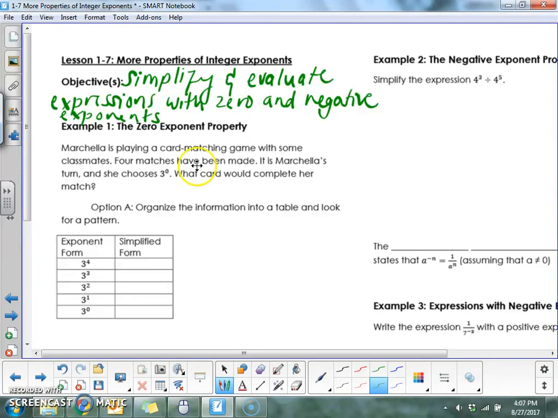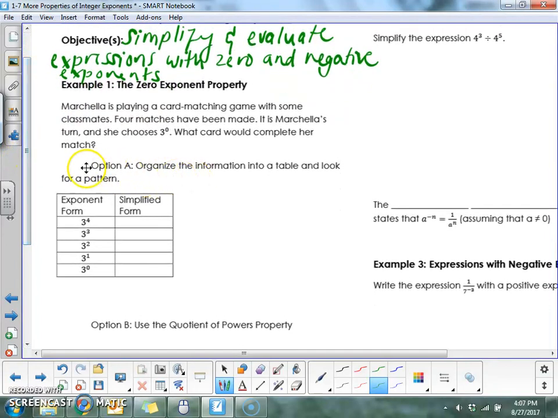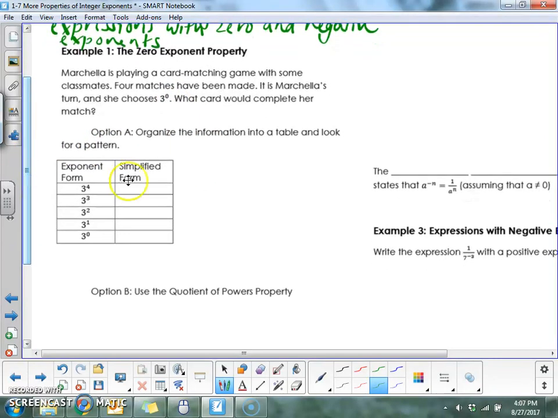For example 1, we're going to talk about exponents that are 0. Marcella is playing a card matching game with some classmates. Four matches have been made. It is Marcella's turn and she chooses 3 to the 0 power. What card would complete her match? We're trying to figure out what this would be simplified. Just like in the last lesson, they show you the longer way to do the problem, and then they show you the actual property and how it works.